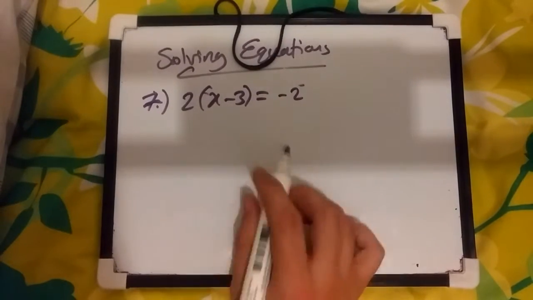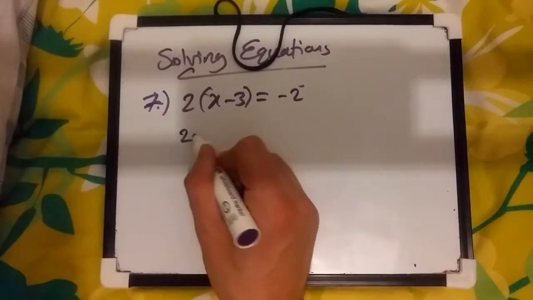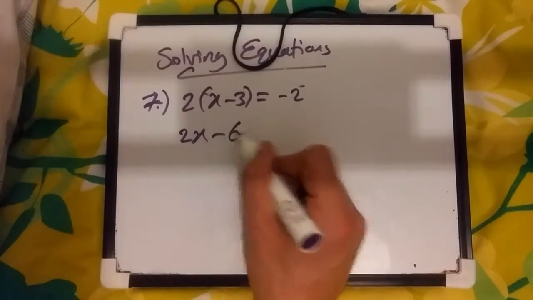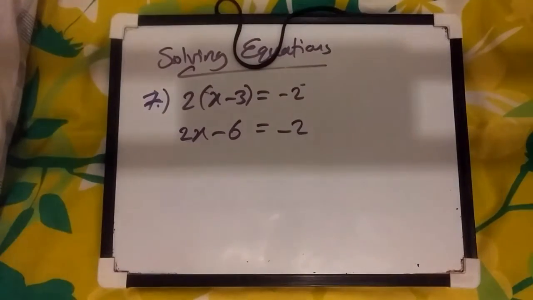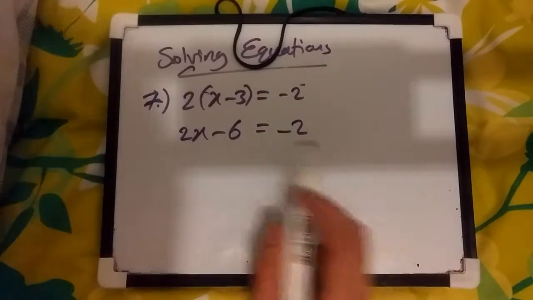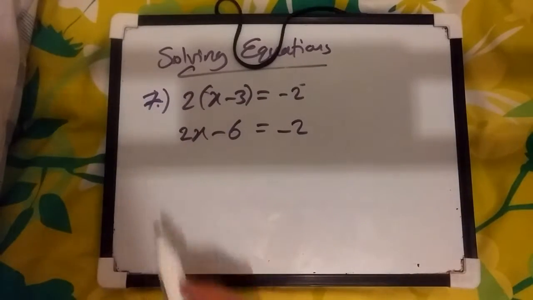Over here, the idea is just to expand this. So 2 times x will give you 2x. 2 times 3 is minus 6. And copying the right side. So expanding the brackets, you just expand it. It's just multiplying every single term by the number in front.